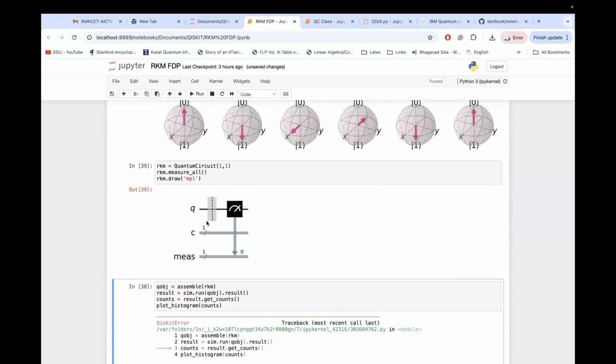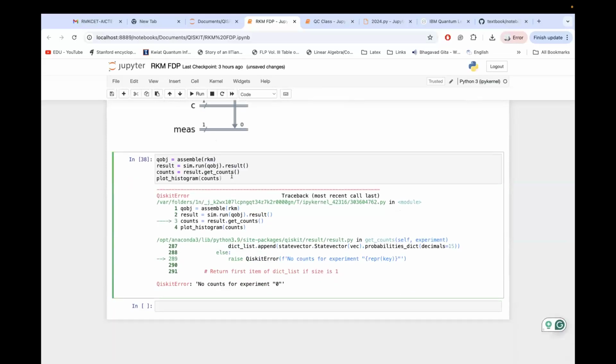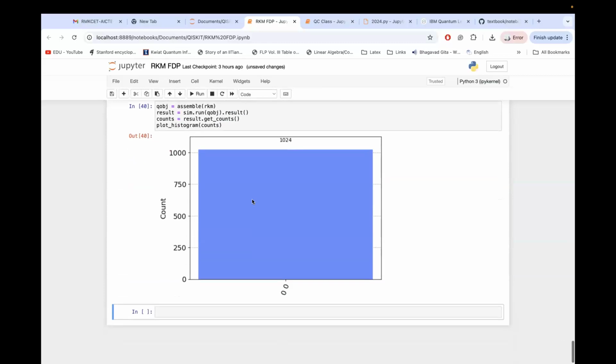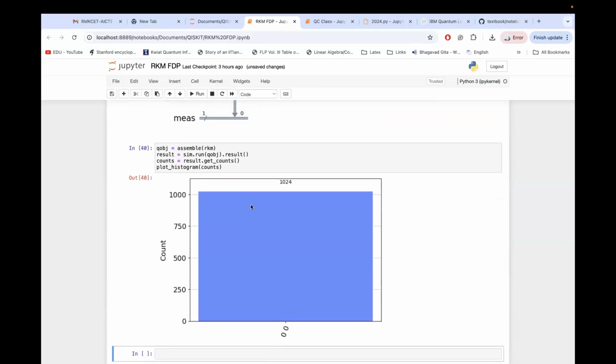So now what happens here? You have a quantum bit that is initialized in the ket 0 state, and you have only 1 qubit and 1 classical bit. You are measuring the system, and that information is stored in the classical register. Now I want to plot the histogram for this whole thing.